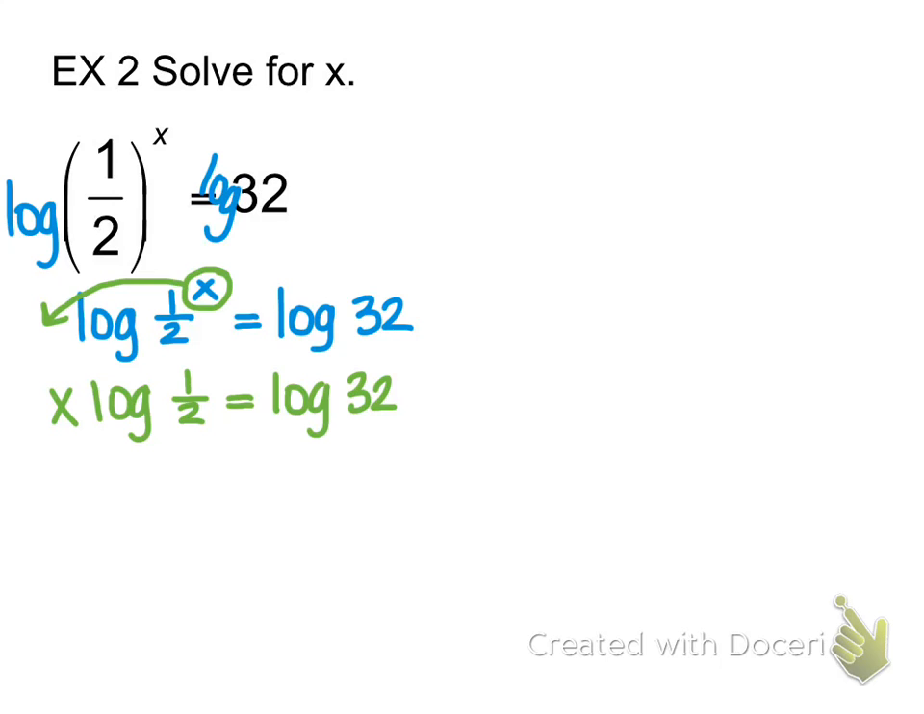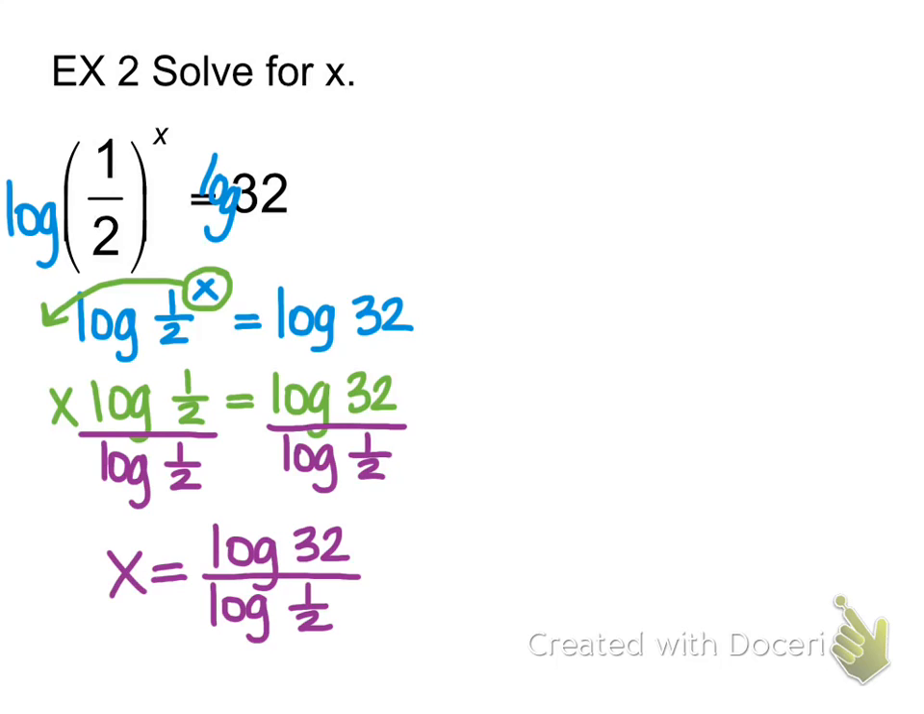Since x and log of 1/2 are being multiplied together, I can divide by log 1/2 on both sides. So then x is just going to equal log of 32 divided by log of 1/2. Then I can type this into my calculator. Remember when you type this into your calculator that you need to close parentheses after each number before you type the next log. So when I type this in, it turns out that x is equal to negative 5. Okay, I could plug that back in, 1/2 raised to the negative 5 power, and that would equal positive 32.